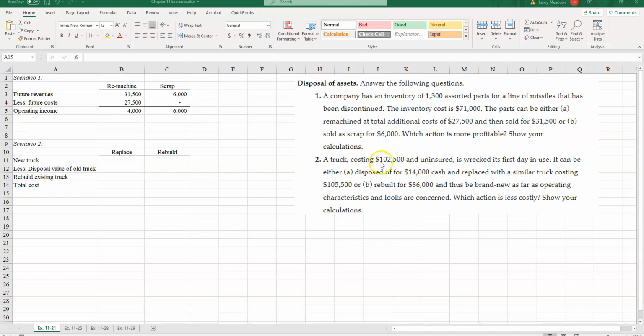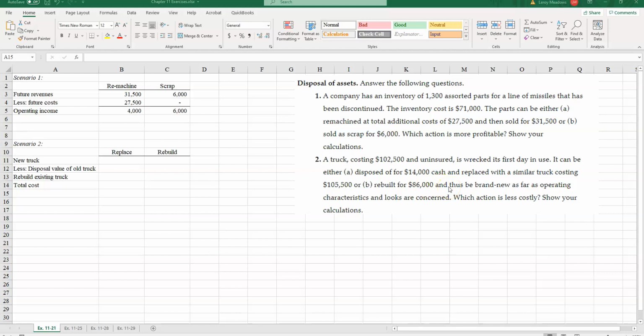Now let's take a look at scenario 2. A truck costing $102,500 and uninsured is wrecked its first day in use. I think that driver's not having a very good day. Now we have two choices with that wrecked truck. We can either dispose of it for $14,000 cash and replace it with a similar truck costing $105,500, or we can rebuild the original one that was wrecked for $86,000, and thus it'll look and operate brand new.